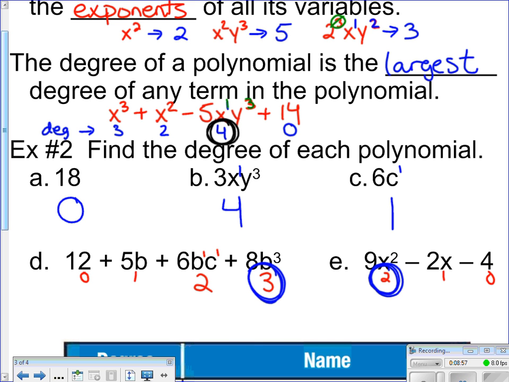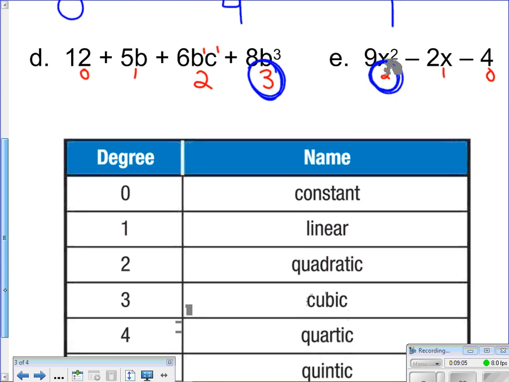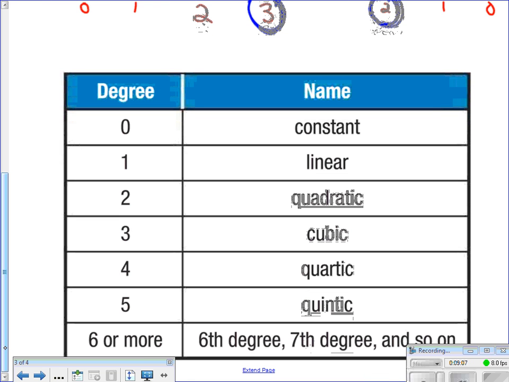Now at the bottom of this slide are some vocabulary terms. If a polynomial has a degree of 0, it's called a constant. If it has a degree of 1, it's called linear. A constant is just a number. Anything that has just a plain number is a constant, while a linear means it has to have one variable. So that could be like 5x.